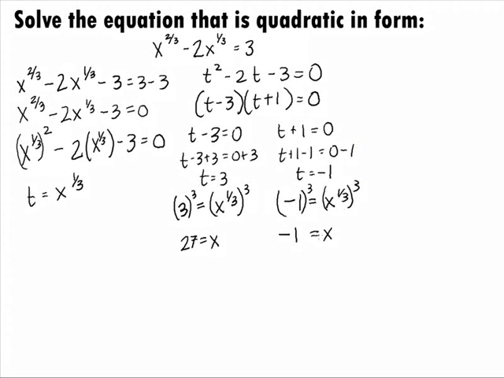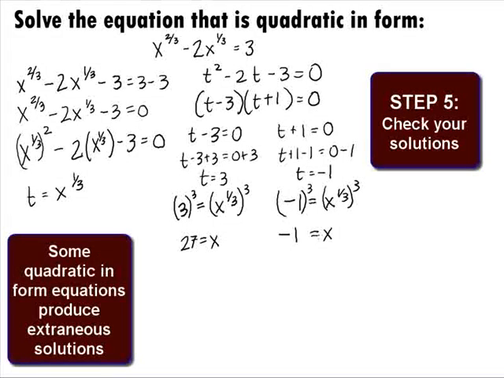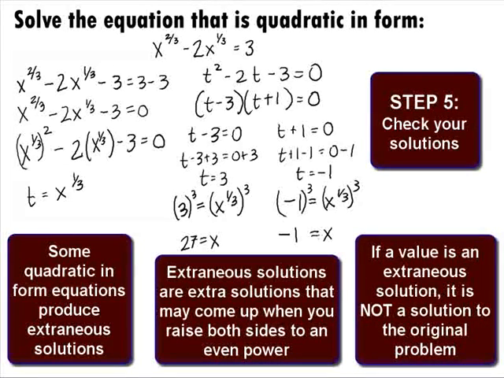Even though we have found two solutions, we still want to do step 5, which is to check the solutions. In some cases, you will be working with rational exponents and square roots in your problems. Those types of equations can cause extraneous solutions. Recall that an extraneous solution is one that is a solution to an equation after doing something like raising both sides of an equation to an even power, but is not a solution to the original problem. Even though not all quadratic in form equations can cause extraneous solutions, it is better to be safe than sorry and just check them all.